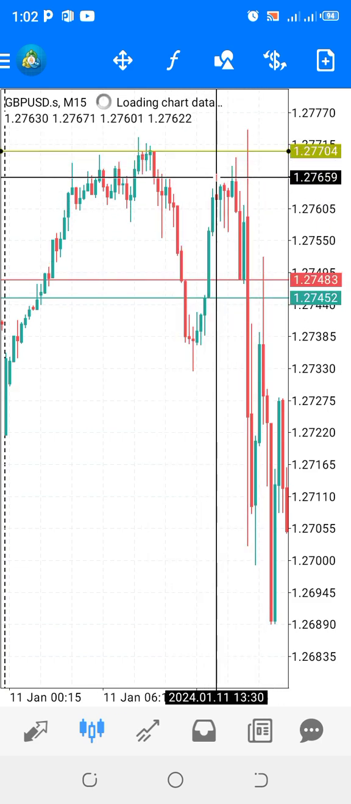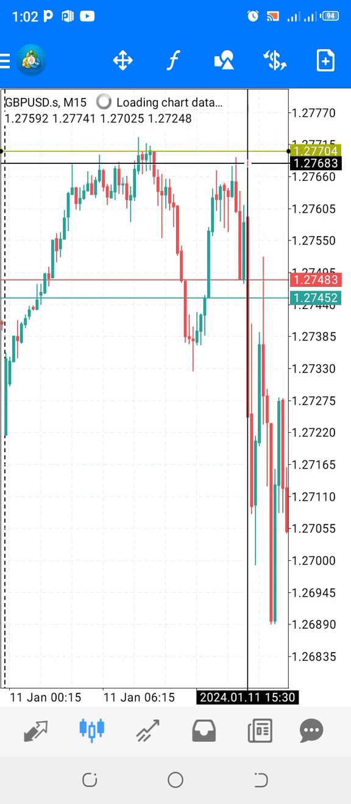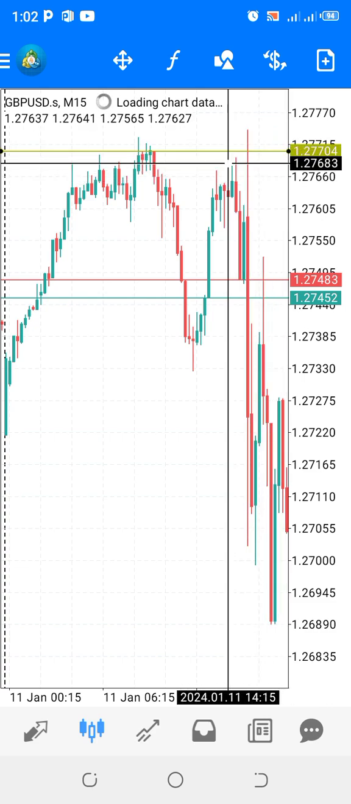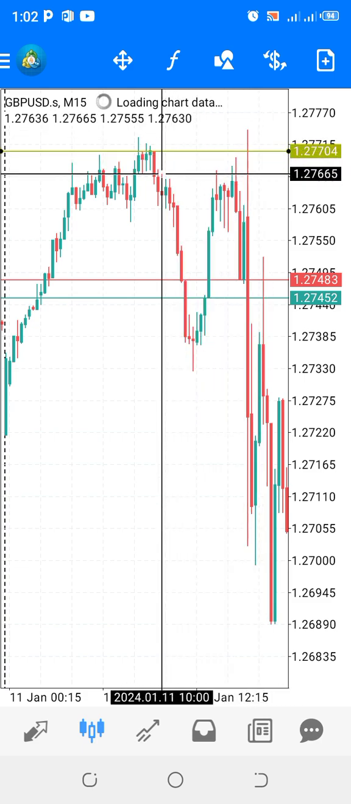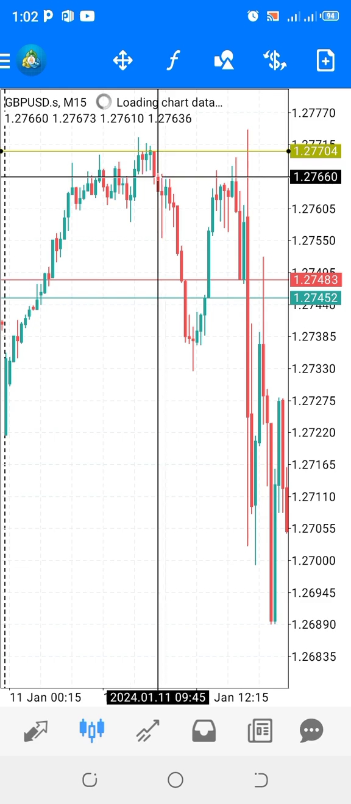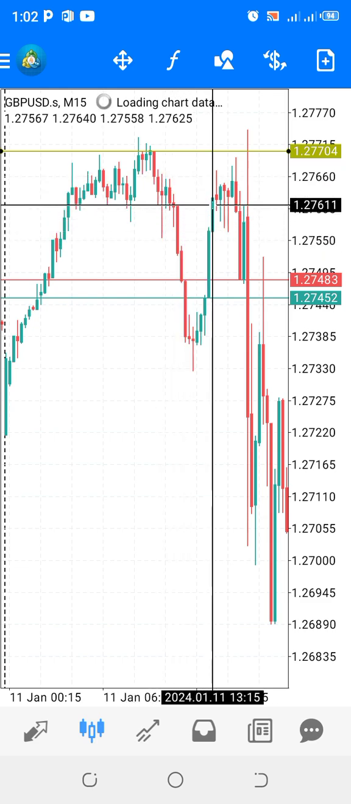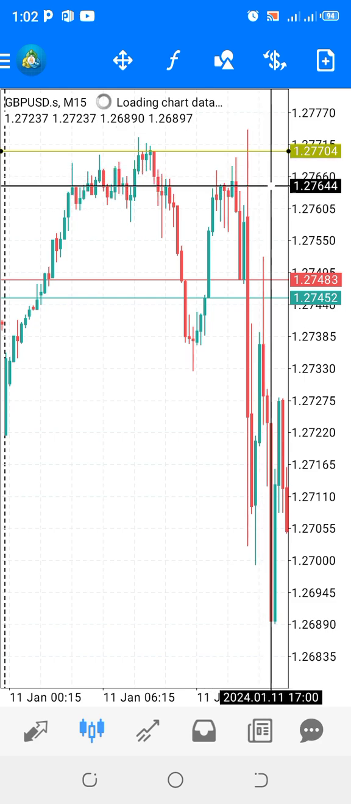Then your second limit order will be 6 pips from this, which is 1.2776. The market did not get there, so only one limit order activated later, while the first instant order goes into 10 pips profit. So again, that structure was met.